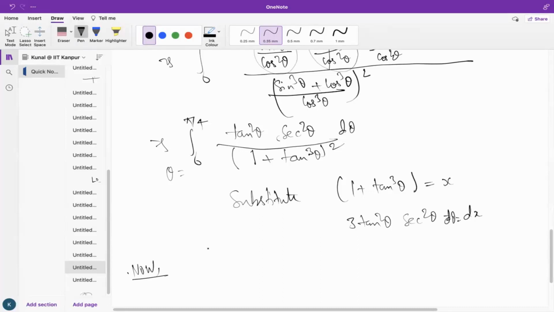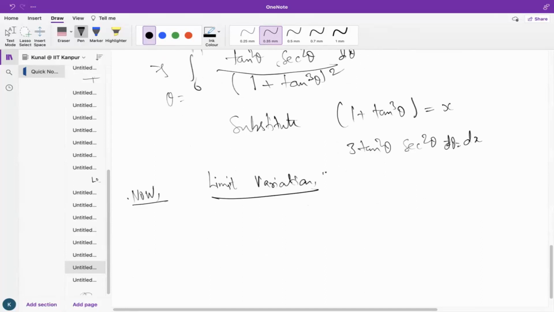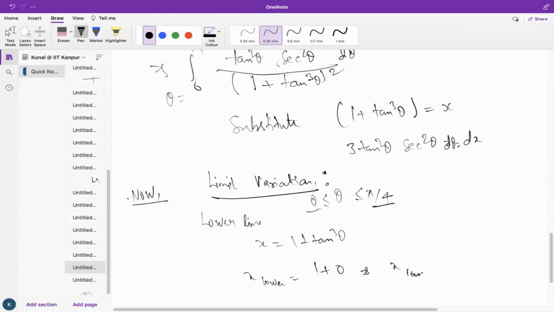What we have to look at here is the limit variation: how our limit varies. This has to be noted. Right now theta varies from 0 to pi by 4. So get clear: the lower limit is 0 and the upper limit is pi by 4. Now here we substitute 1 plus tan cube theta. So x lower will be 1 plus tan cube of theta lower, and the theta lower value is 0. So the x lower value is 1. This is the lower limit in terms of x.